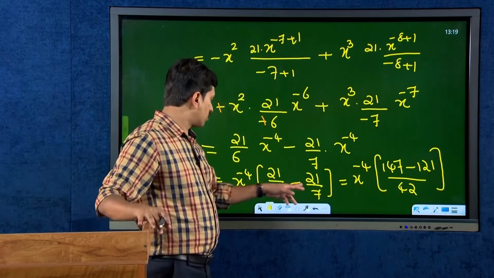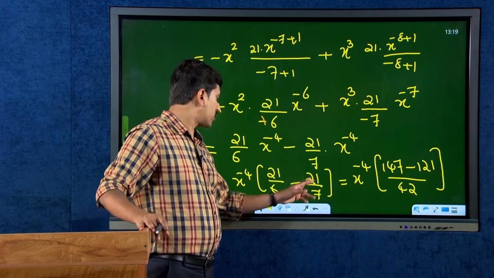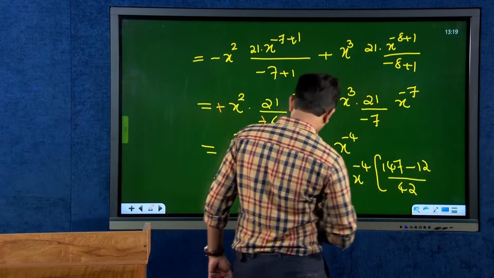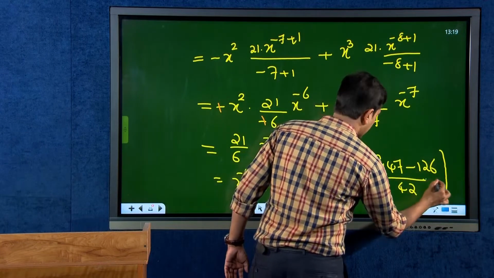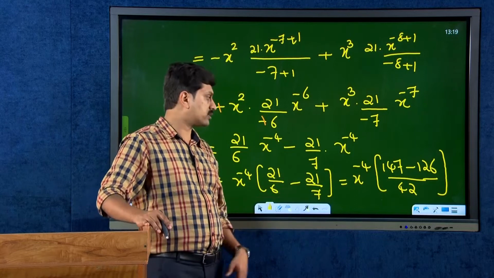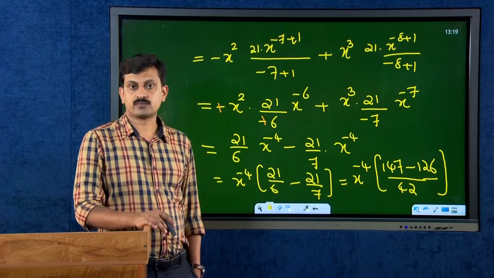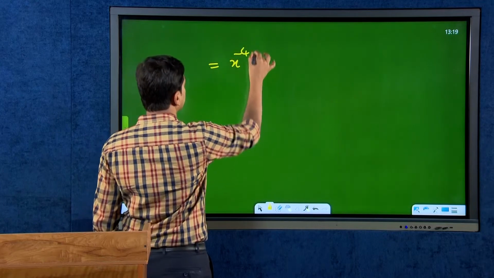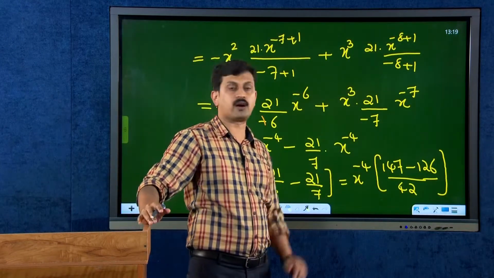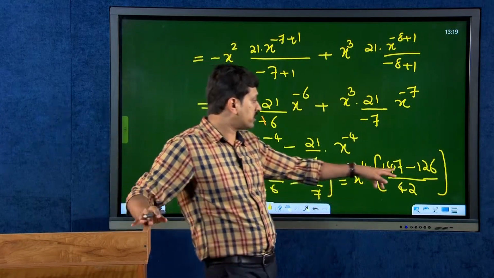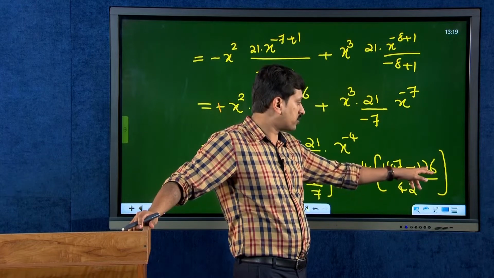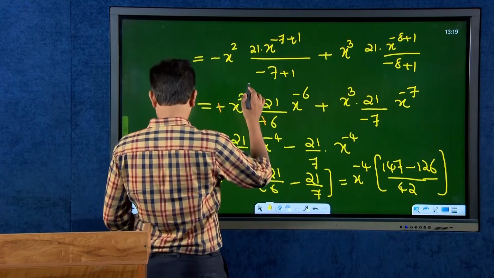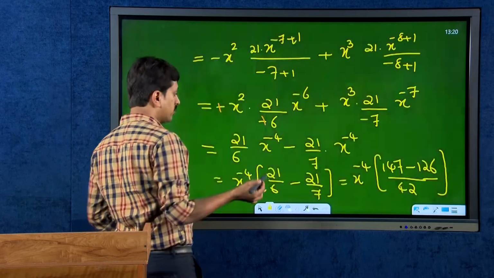Okay. 7 into 21 is 147 and 6 into 21 is 120 plus 6, 126. So, this is equal to 126 divided by 6 into 7, that is 42. Okay, fine. So, we will have x raised to minus 4 into finally 147 minus 126. 126 plus 20 is 146 plus 1 is 147, so the value is 21, divided by the denominator 42.